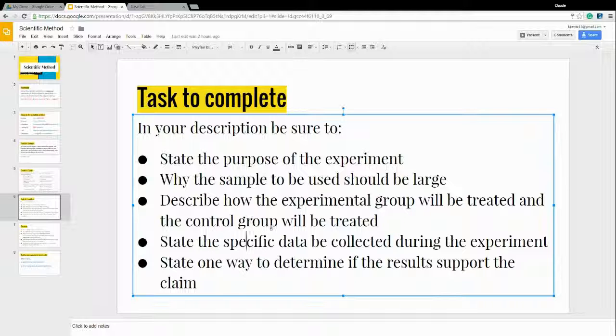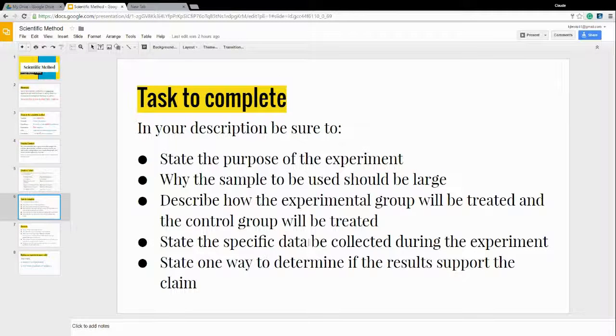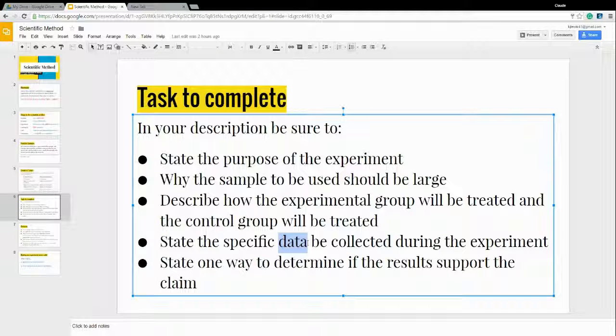Oh, by the way, let me go back up here for a minute. The vigorous exercise written in red right here, this will be your X. This will go on the graph, the X axis, while the data collected, that they want right here will be the Y, that will go on the Y axis, the information, the numbers.